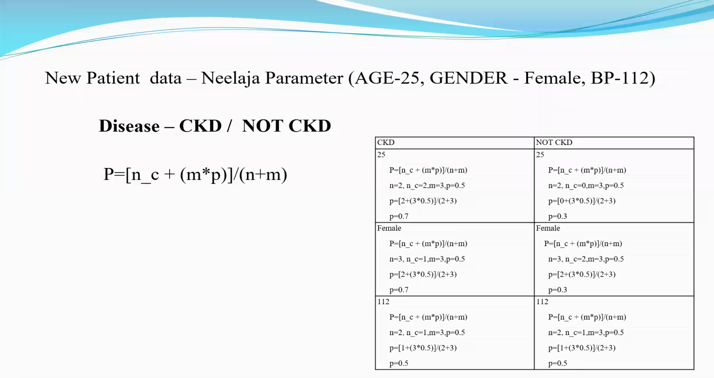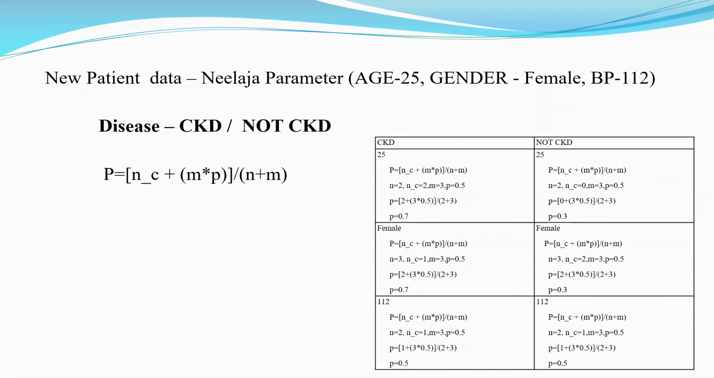Here, considering the formula, we predict this using each of the parameters. First, we have taken parameters such as age. Here, the age of the patient is 25. The name of the patient is Neelaja. These are the parameters of the particular patient. That is, her age is 25. The gender is female. Her BP rate is 112.